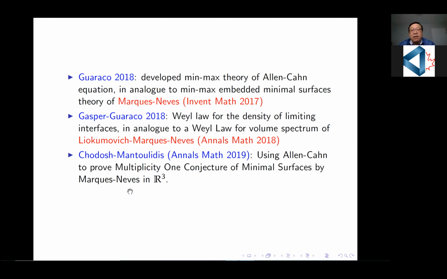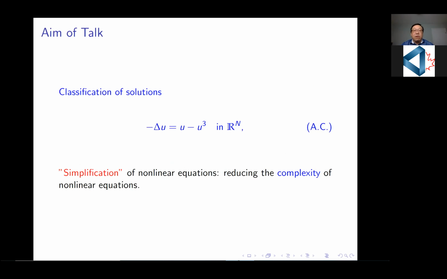So there's a huge interest between the Allen-Cahn equation, the people who study the Allen-Cahn equation, and the geometry side, the minimal surface side. What I'm going to talk about today, I'm going to concentrate on the Allen-Cahn equation side. The aim of my talk today is a classification of solutions. I wanted to say, what are the possible solutions to this simple looking problem.